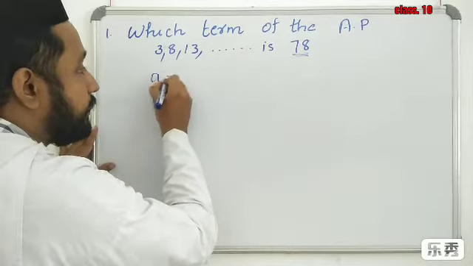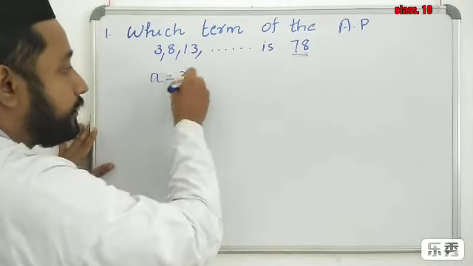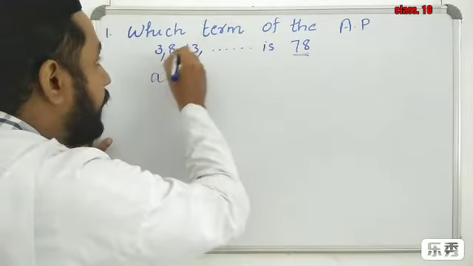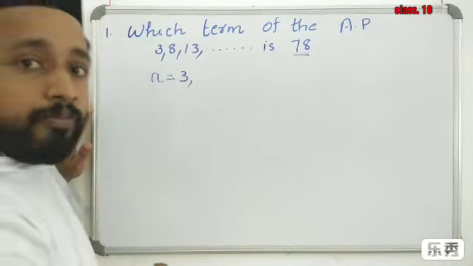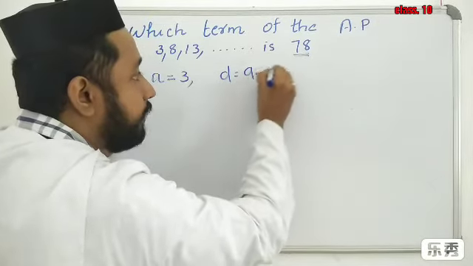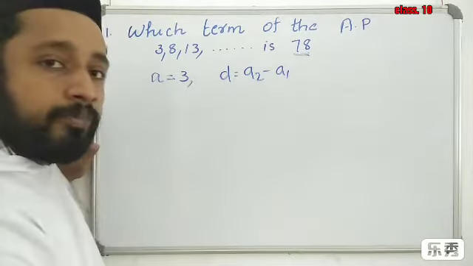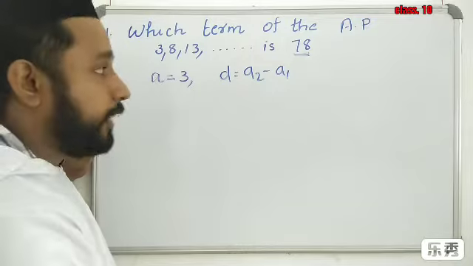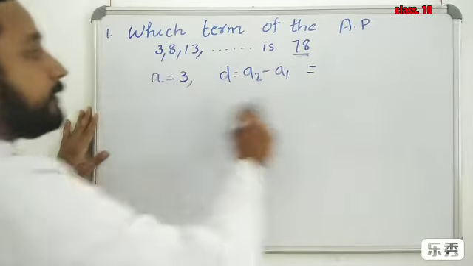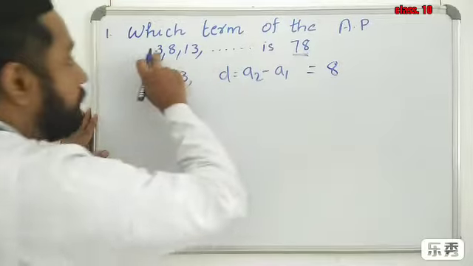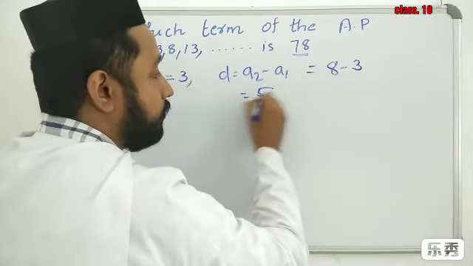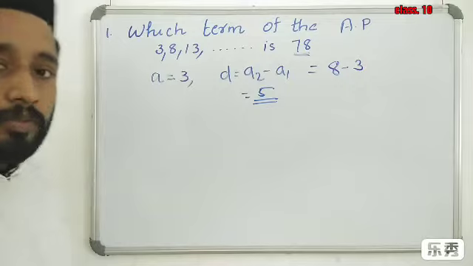Obviously, the first term a is equal to 3. Then 3, 8, 13. What is the common difference? Common difference d is equal to a2 minus a1, where the second term is 8 and the first term is 3. So 8 minus 3 is equal to 5. So we got common difference 5.